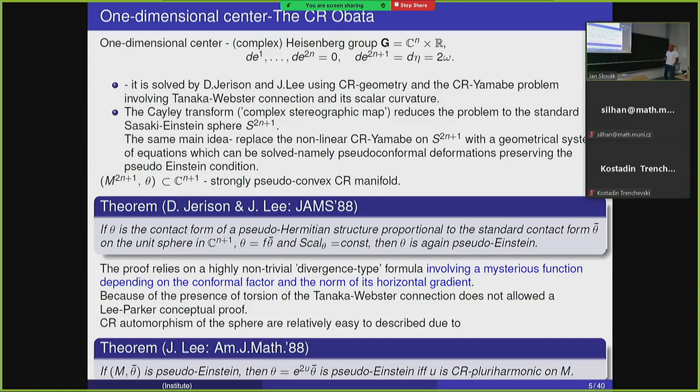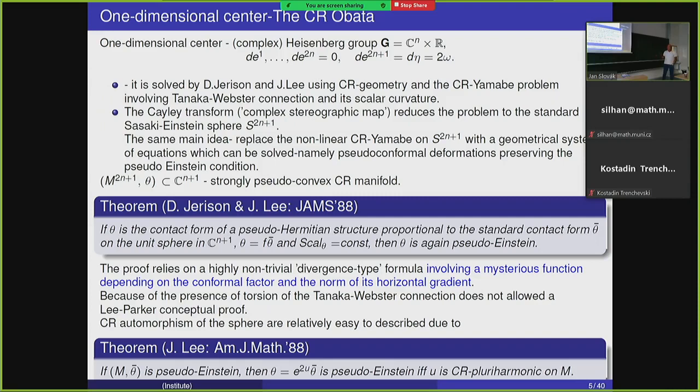And what do you mean, mysterious function? To make this divergence type formula, you need to find a function, and put the function in constructing a one form which has divergence or codifferential with a sign. So this function is, they say, mysterious because more or less there is no explanation how one can construct this function. No a priori, say, physical reason or geometric reason.